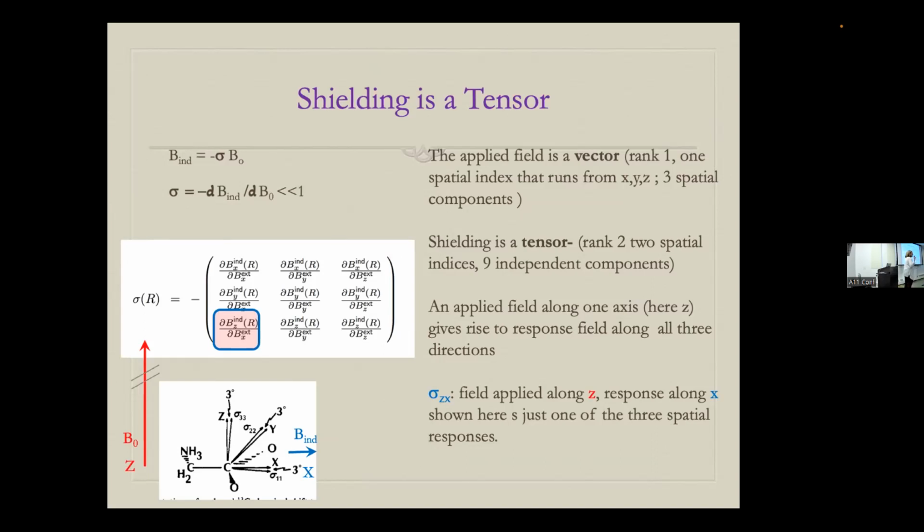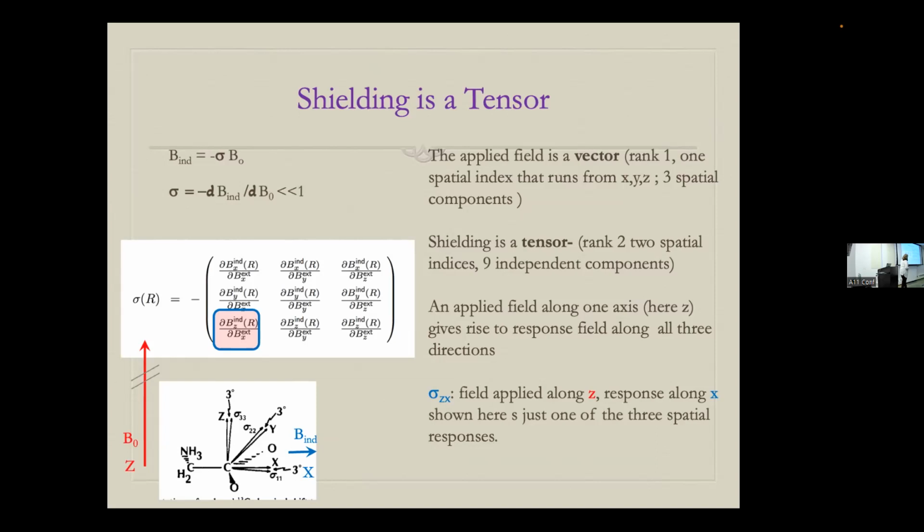And if I give it a subscript, I need two subscripts, because I need to tell you what field direction I perturbed along, and then what direction I want to measure along. And that's why it's a rank 2 object. There's a perturbation direction, and then there's a measurement direction. Does that make sense? So if I were to put B naught in here as a column vector, I'd have Bx, By, and Bz, and I'd have to multiply by matrix multiplication methods to get B induced, X, Y, and Z.